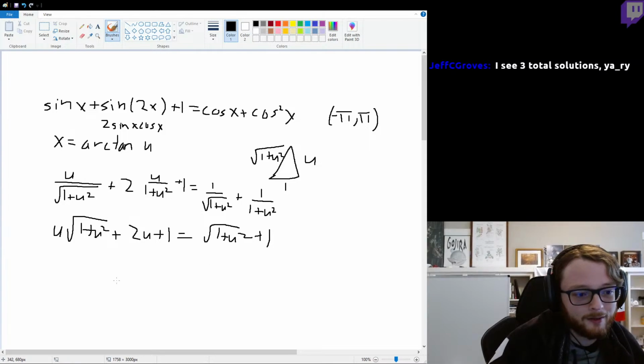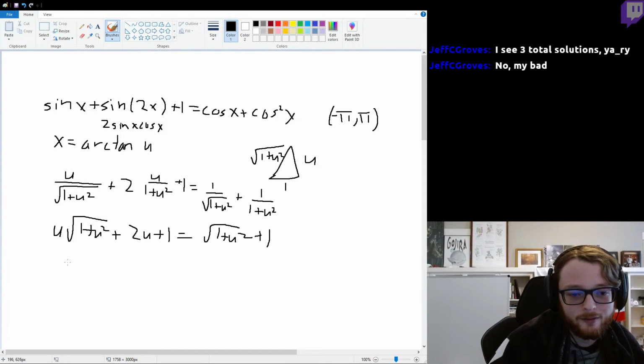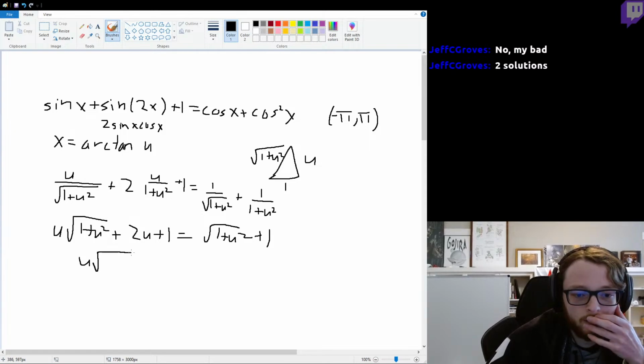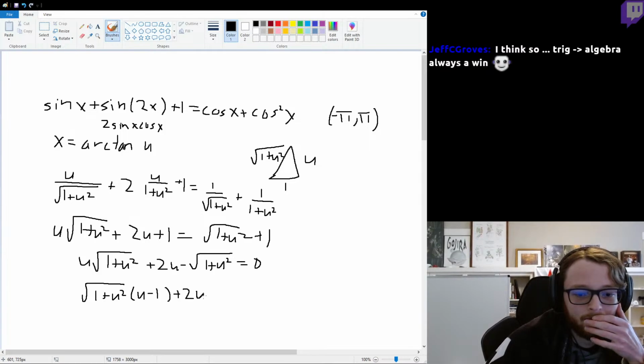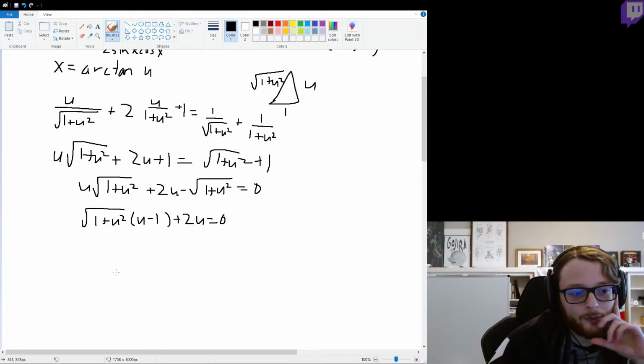This is not that bad. Wait. Is this actually how you're supposed to do it? The 1 goes away. Well, how do you solve this, actually? I guess you can do... And now we isolate the square root and we square. Okay.